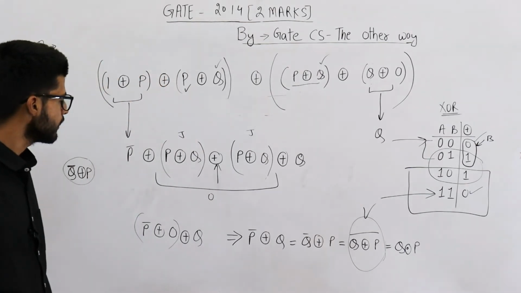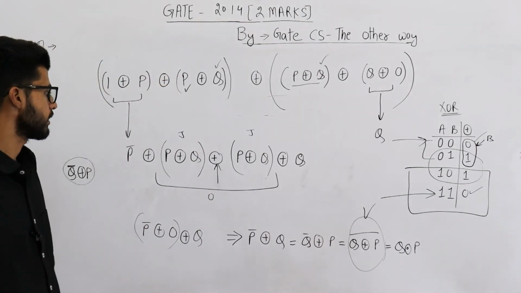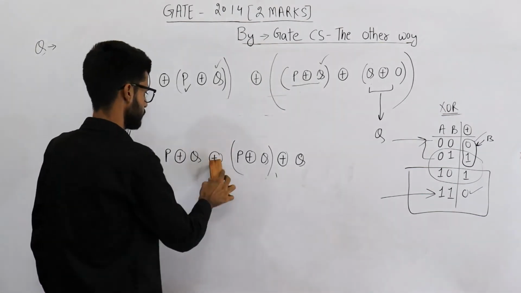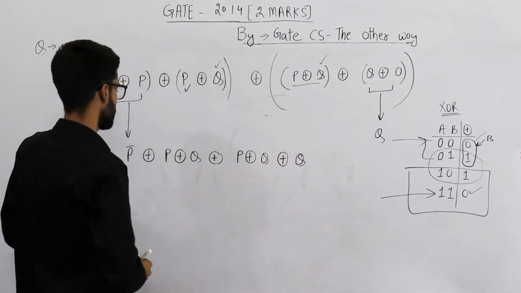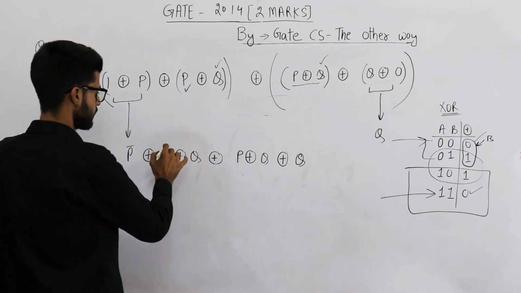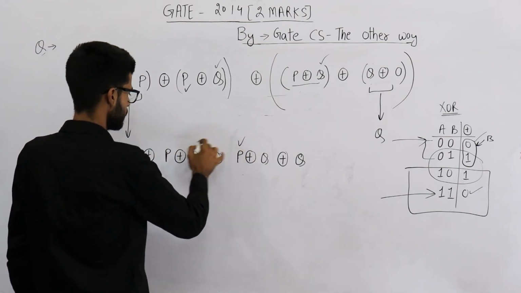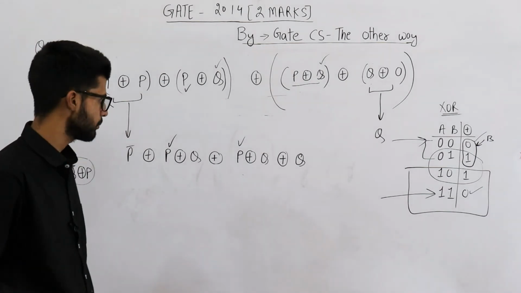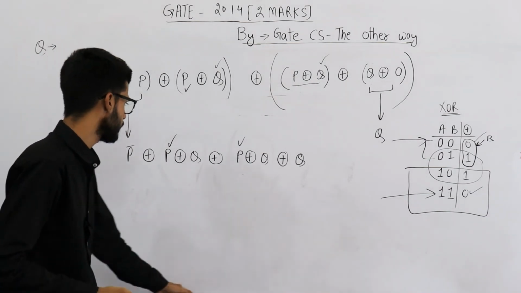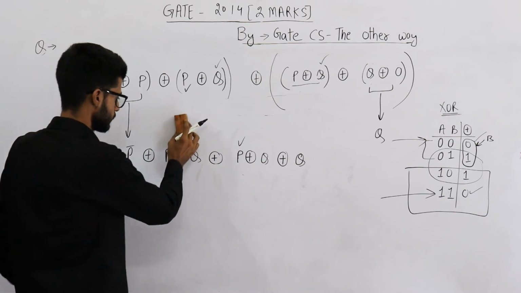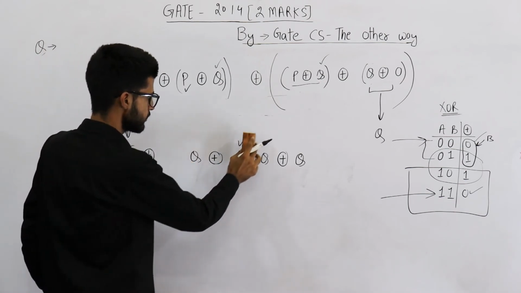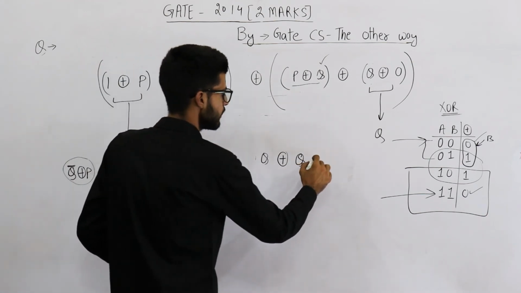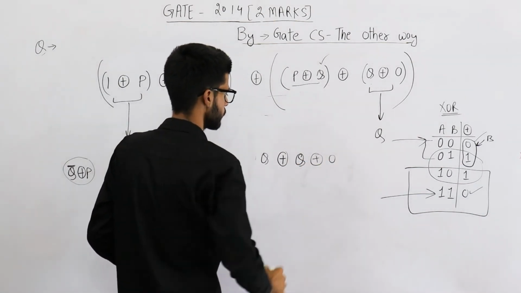Let's see one more point regarding this question. You just take these two P's, this one and this one. P XOR P will be what? P XOR P will be 0. So this can be erased and this can be erased. You can simply write it XOR 0.